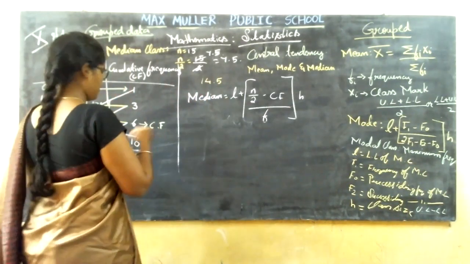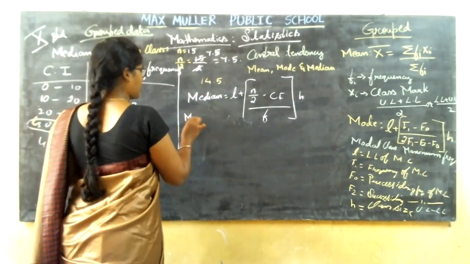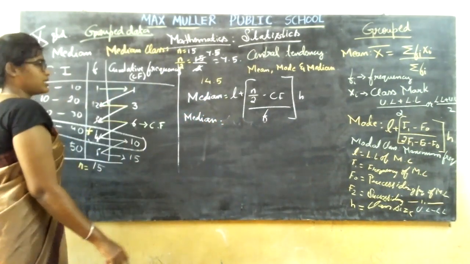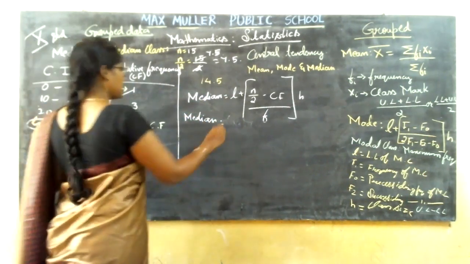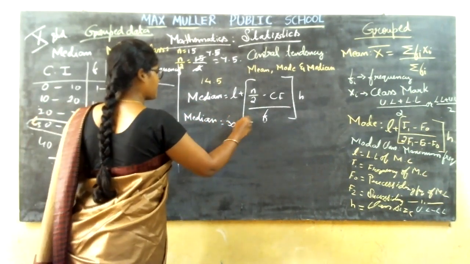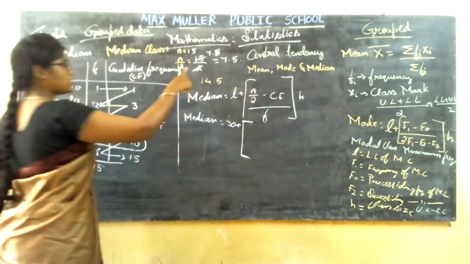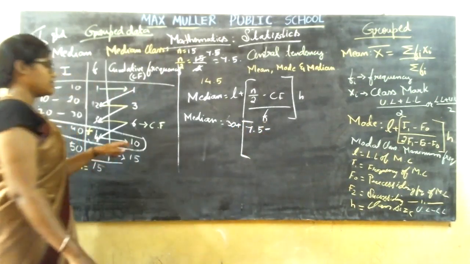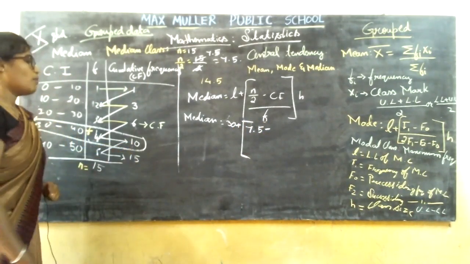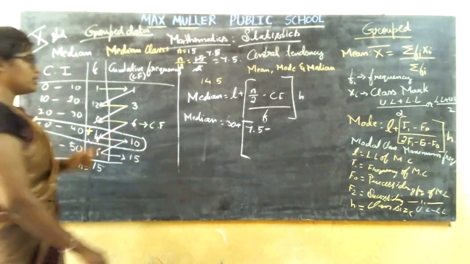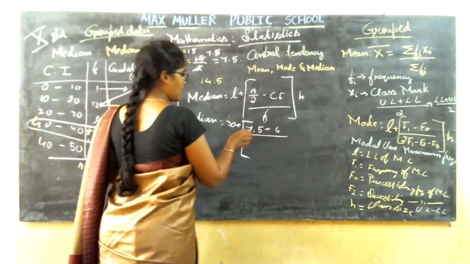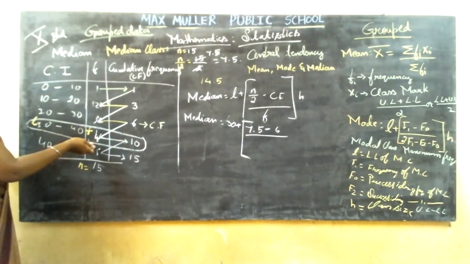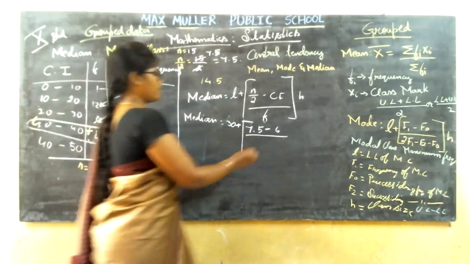Now, what is the mean I get? Let me take the median. Median is equal to L, the lower limit of the median class, that is 30, plus n by 2. What is the value of n by 2? 7.5, minus CF, the cumulative frequency preceding the median class. So what is the preceding number? It is 6, divided by F. What is F? It is the frequency of the median class, that is 4.